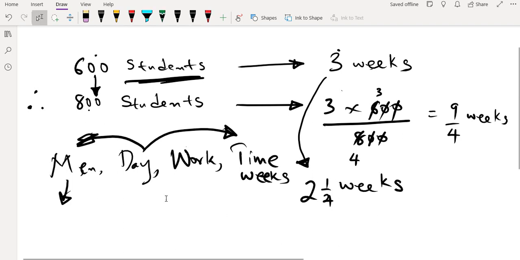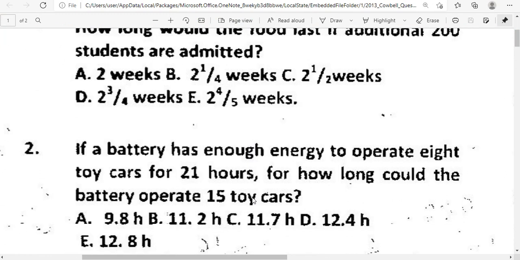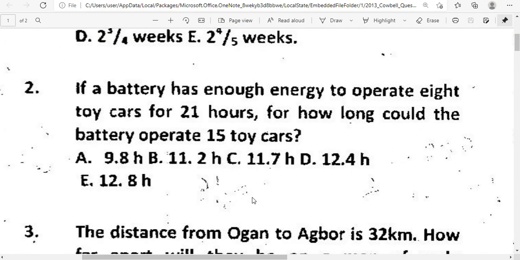Okay, so that's option B. Number 2, read. If a battery has enough energy to operate 8 toy cars for 21 hours, for how long would the battery operate 15 toy cars? Write number 2 and solve.